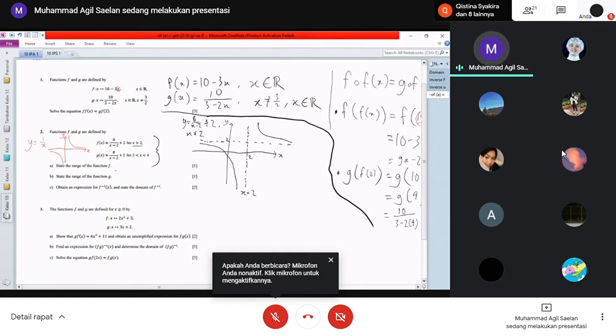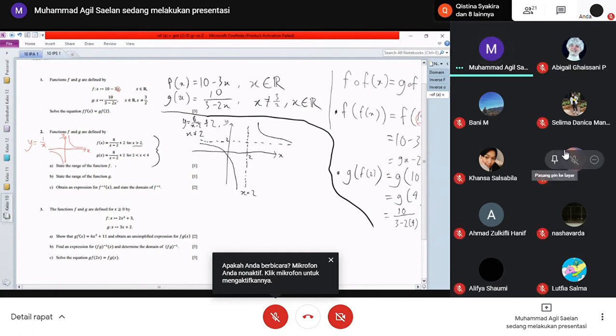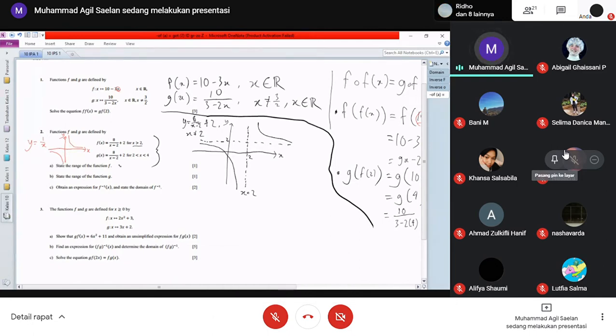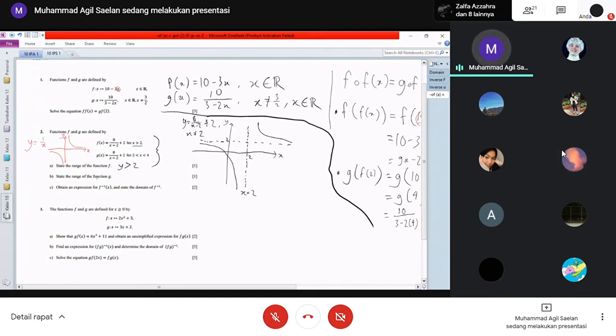So the range of the first function is y greater than 2. Jadi dari 2 ke atas ya, tapi dia tidak menyentuh 2 juga, sama seperti yang sini. Dia juga tidak menyentuh 2. Maka di sini yang lebih besar dari 2. Okay, and how about the function g of x?